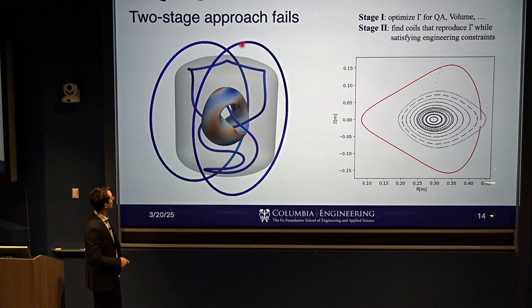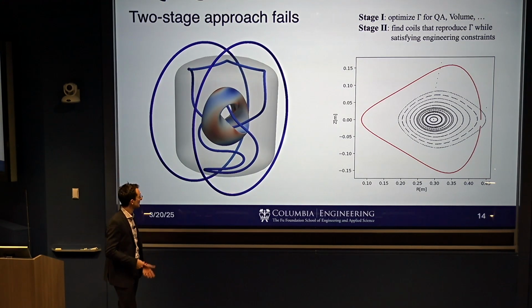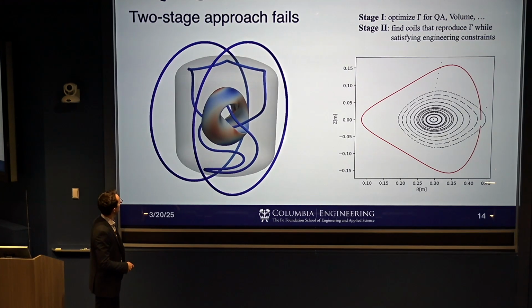So this is a typical run I did using the two-stage approach. You see that the coils are fitting within the vessel, so this is one of the most difficult engineering constraints to satisfy in our case. But the field they generate, that you see here with the Poincaré plot, in black, is absolutely not matching the target boundary that is in red. So this does not work.